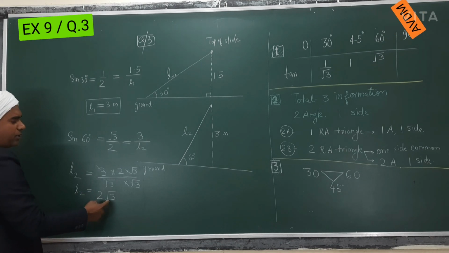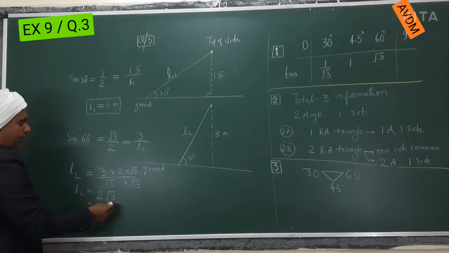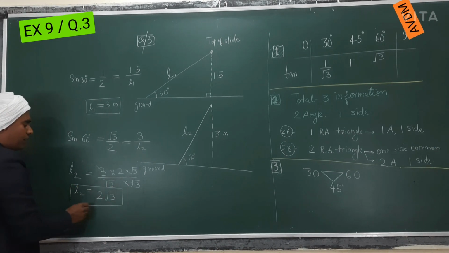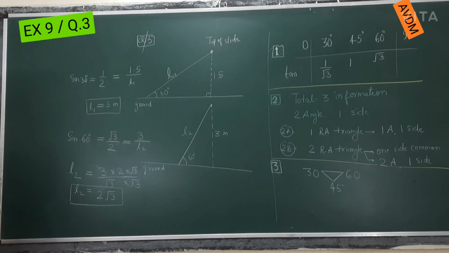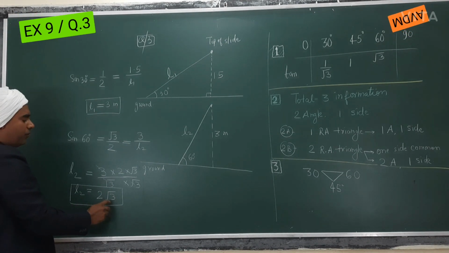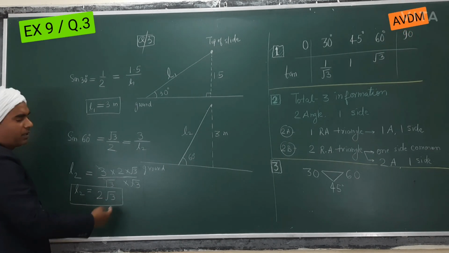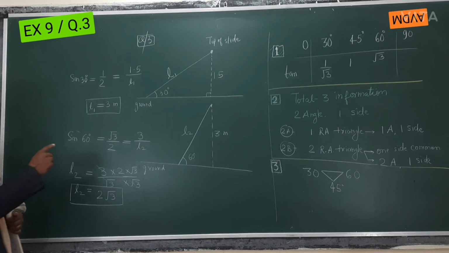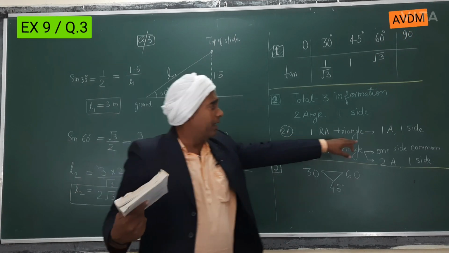Root 3 is actually 1.7, but there is no need to find it. Obviously it will be about 3.5 meter. So this is 3 meter, and this is somewhat 3 point something when you put 1.7, so approximately you will get the length. So this was the question, an example of a right angle triangle, with one angle and one side.